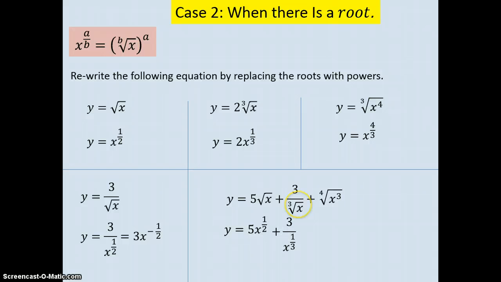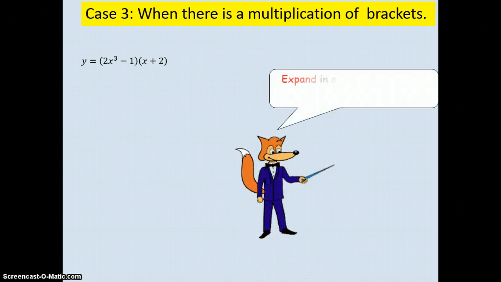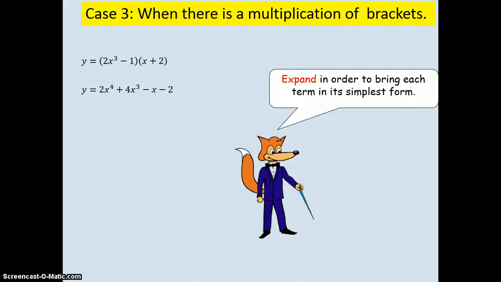This is 3 over x to the power of 1/3, and plus x to the power of 3 over 4. We see that this term now we need to bring the x to the numerator, so it's 3x to the power of minus 1/3. Case 3, when there is a multiplication of brackets, since we need to get each component separately, we need to expand. So we expand each term, and now we can differentiate it.